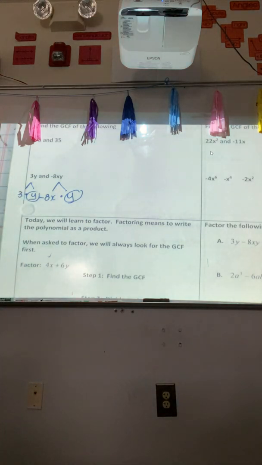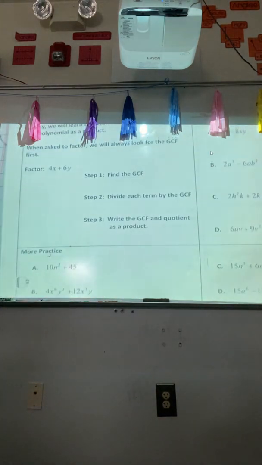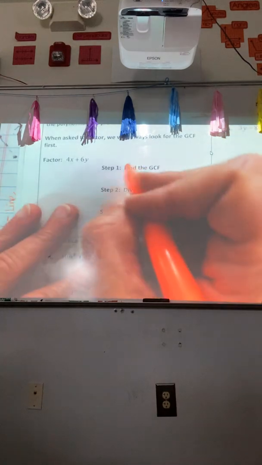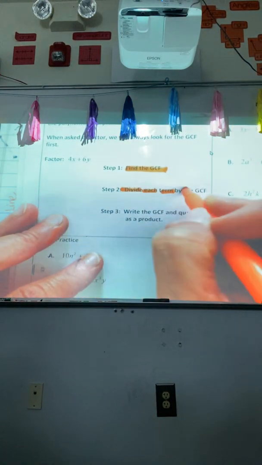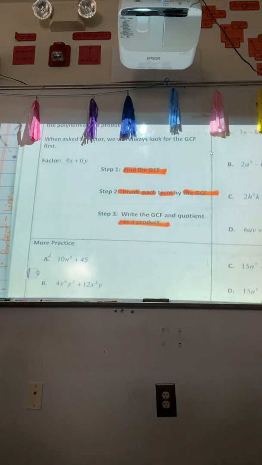All right, so here we go. This is what we need to do. Step one, we're going to find the greatest common factor, divide each term by that greatest common factor, and then write it as a product. This is not very bad. Let's look at this one right here. 4x plus 6y. So look at the number first.